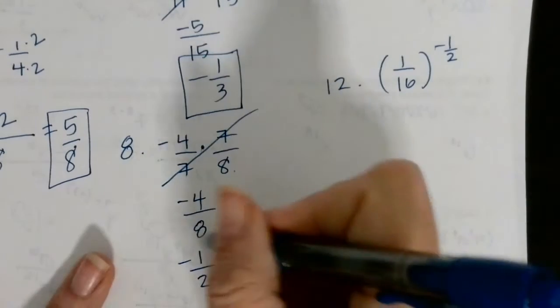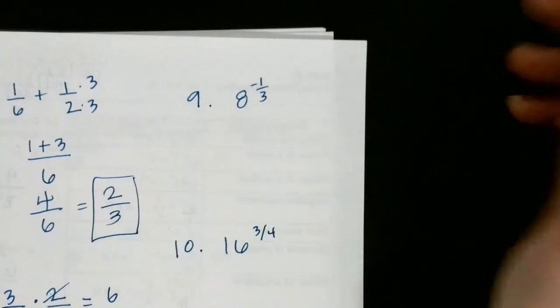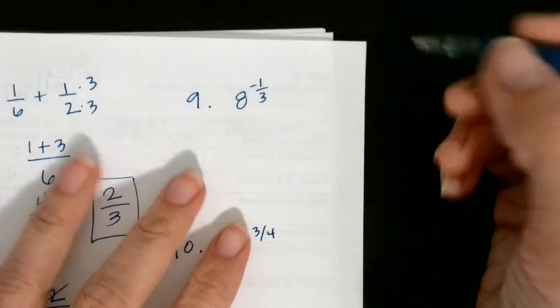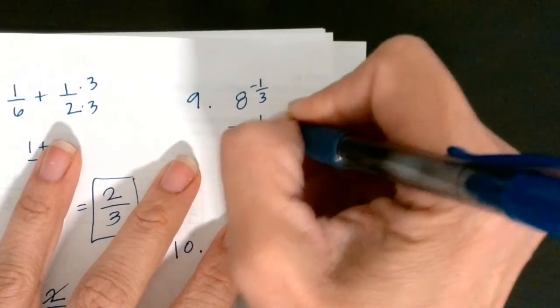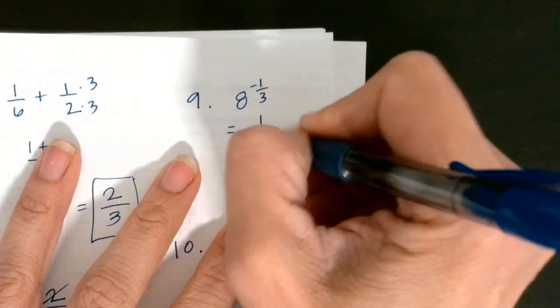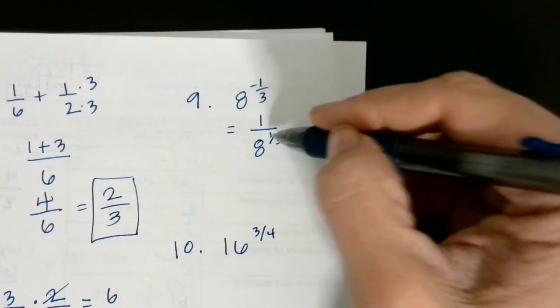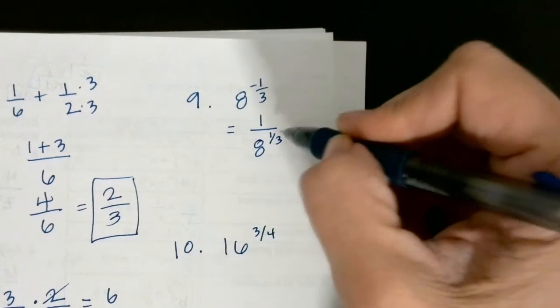Alright, moving on. So the next thing we're going to do is come up here to this guy right here, and you're like, whoa, what is that right there? Okay, so this is 1 over 8 to the 1/3. We just learned that. Yes? Okay, great. That's 8 to the 1/3.